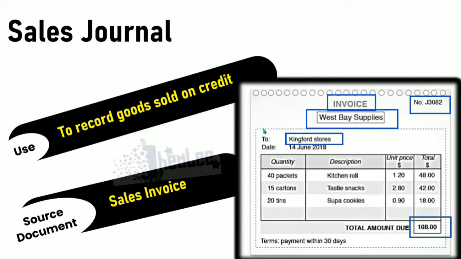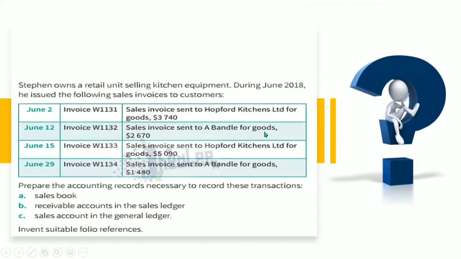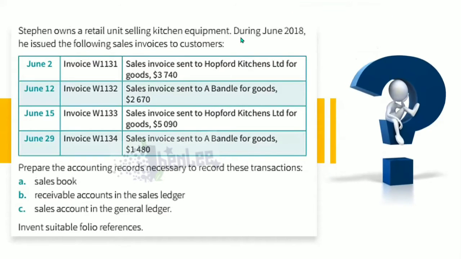So we're going to move over to a question, and this question reads, Stevens owns a retail unit selling kitchen equipment. During June 2018, he issued the following sales invoices to customers. And we have a list of invoices right here: June 2nd, June 12, June 15, June 29. Those are the transaction dates.